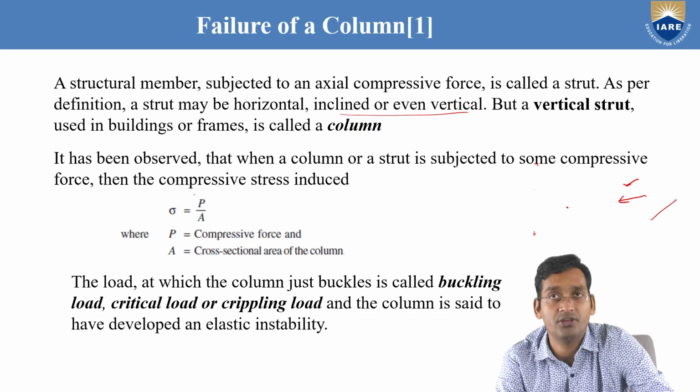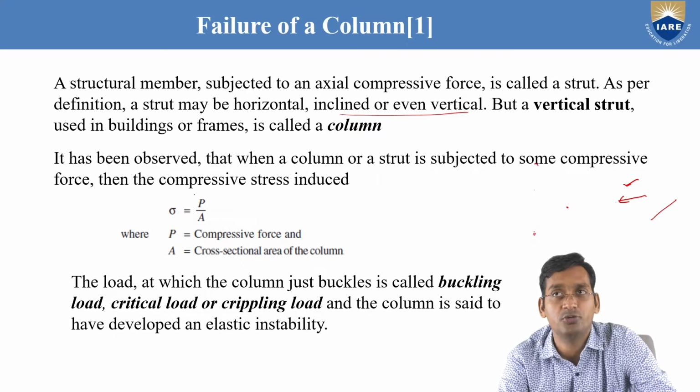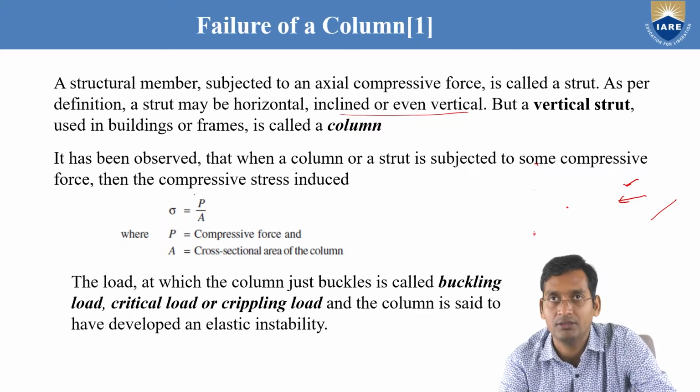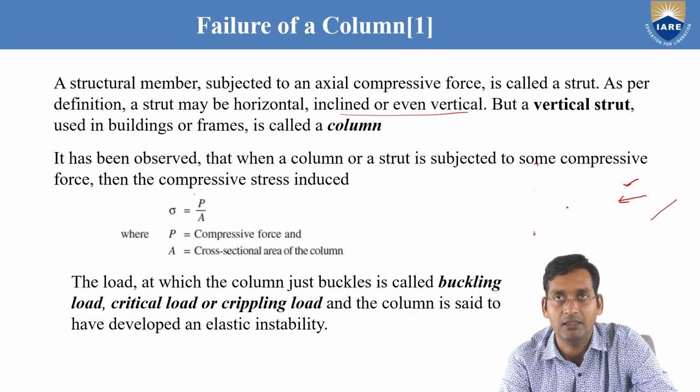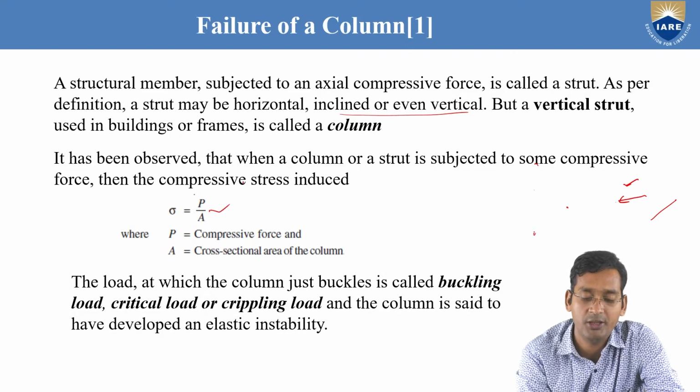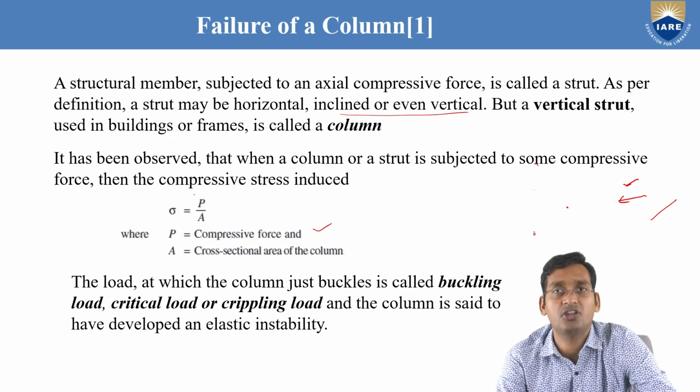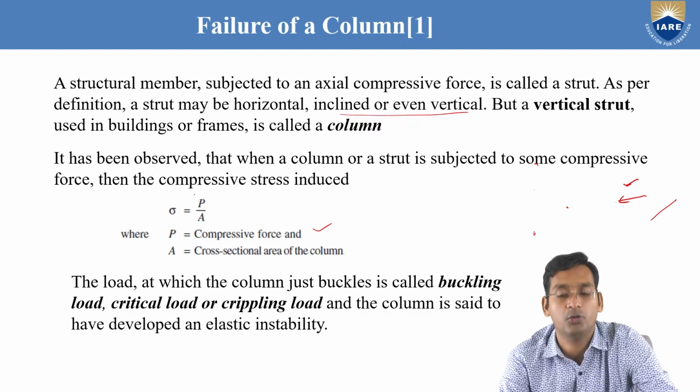Now, it has been observed that when a column or a strut is subjected to some compressive force, compressive stress is induced. Once force is applied, the stress will be there. How will we find that? Sigma equals P by A, where P is the compressive force and A is the cross-sectional area of the column. The load at which the column just buckles is called the buckling load, or critical load, or crippling load.